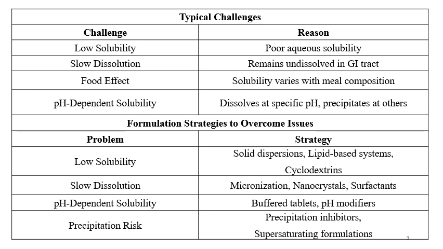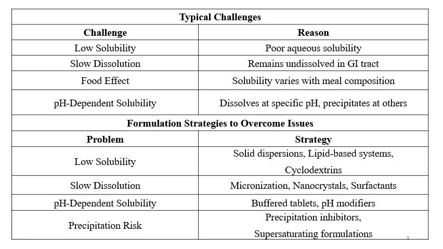Then we will see the typical challenges for the BCS class 2 drugs and how to overcome them. So first challenge is low solubility, that is the poor aqueous solubility. Slow dissolution because it remains undissolved in the GI tract. Food effect because solubility varies with the meal composition. Some of the drugs show variable high or low impact because of the meal composition and high fat content of the meal. pH dependent solubility. So these type of drugs may dissolve at specific pH and precipitate at others.